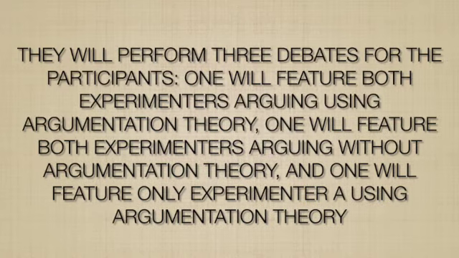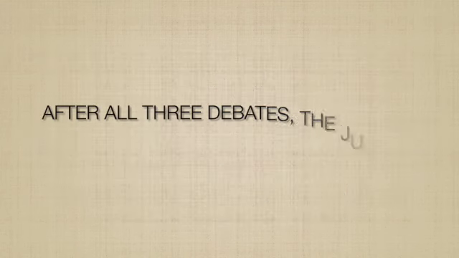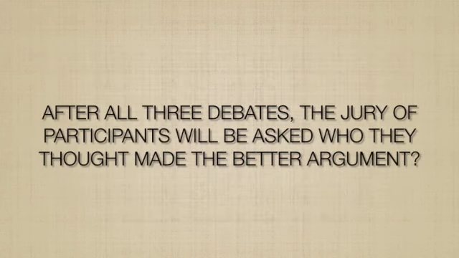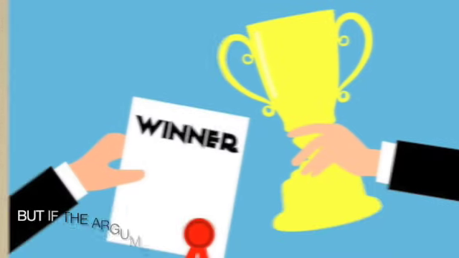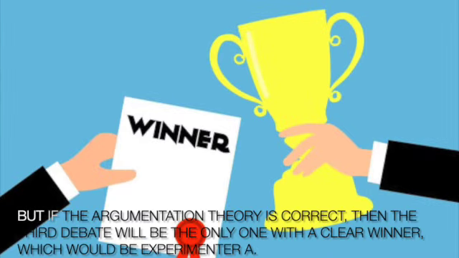One will feature both experimenters arguing using argumentation theory. One will feature both experimenters arguing without argumentation theory. And one will feature experimenter A using argumentation theory. After all 3 debates, the jury participants will be asked who they thought made the better argument. But if the argumentation theory is correct, then the third debate will be the only one with a clear winner, which would be experimenter A.